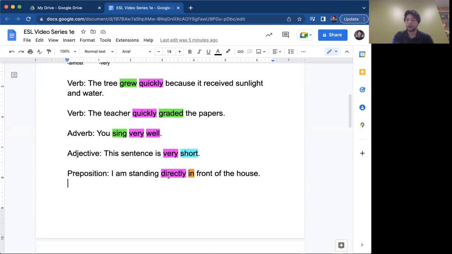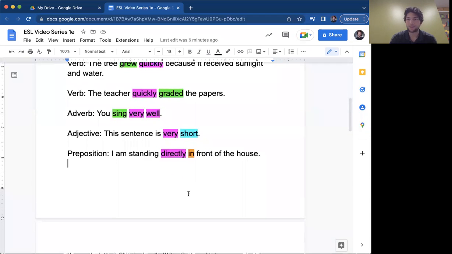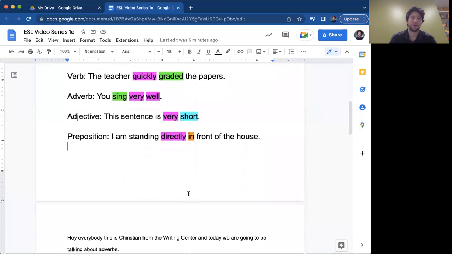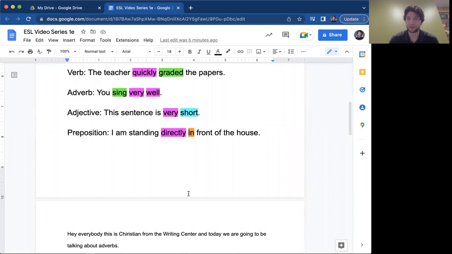So I am standing directly in front of the house. So in front is a prepositional phrase. And that's technically what's receiving the modification. But the grammatically important part of that is in, because that's the actual preposition. But the prepositional phrase is what is receiving the modification of directly, which is the adverb. So yeah, that might not make complete sense right now, but hopefully it'll make more sense when we talk about prepositions later on.